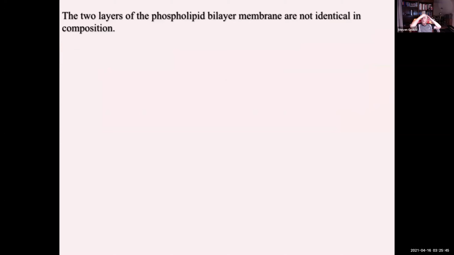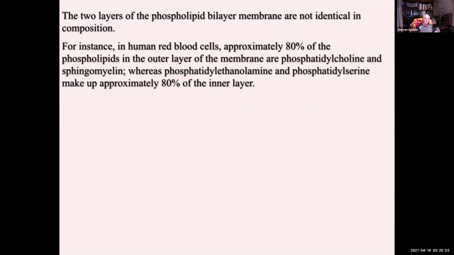The two layers of the phospholipid membrane are not identical in composition, because of the proteins and the lipids that are embedded in them. In human red blood cells, 80% of the phospholipids in the outer layer of the membrane are phosphatidylcholine and sphingomyelin, whereas phosphatidylethanolamine and phosphatidylserine make up 80% of the inner layer. So the outer and inner layers are different because of the different cholesterol and the different proteins making up the different sections of that membrane.